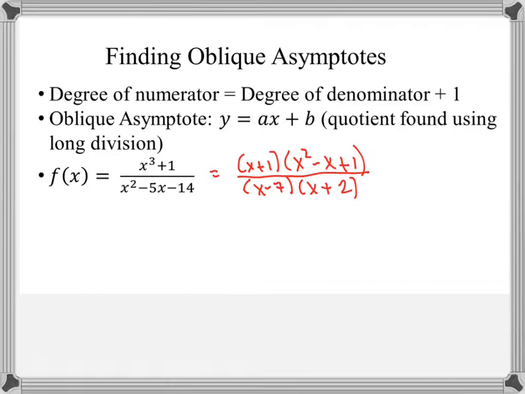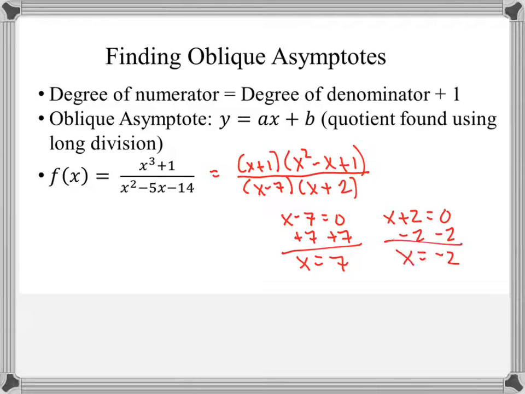So to find our vertical asymptotes, take each factor in the denominator and set it equal to 0. In the first equation, we'll add 7 and get x equals 7. In the second equation, we'll subtract 2 and get x equals negative 2. So we have two vertical asymptotes, one at x equals 7 and the other at x equals negative 2.